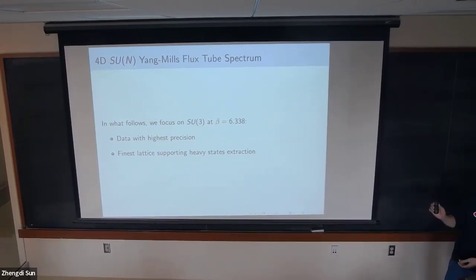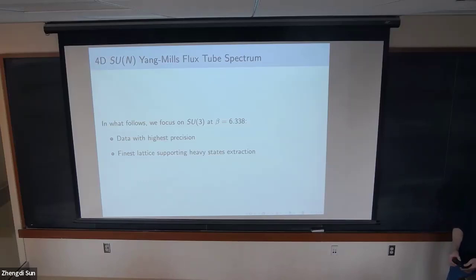In what follows, I will focus on one special parameter set, which is N equals 3, N_c equals 3, with the smaller lattice spacing. The reason I focus on this case is because this is the data with the highest precision, because we have the smallest cost, which allows us to do the largest sample size. And also because of the small lattice spacing, this allows us to extract higher excited states.